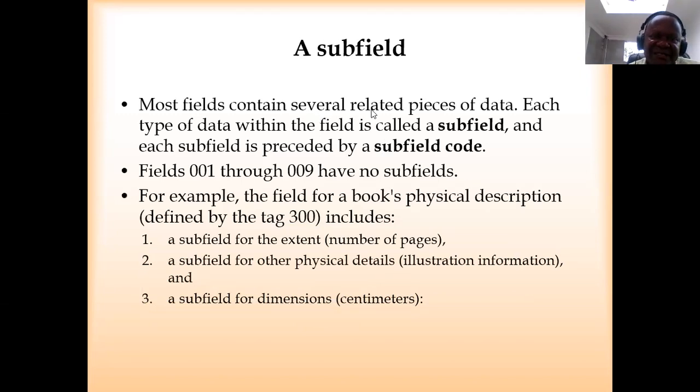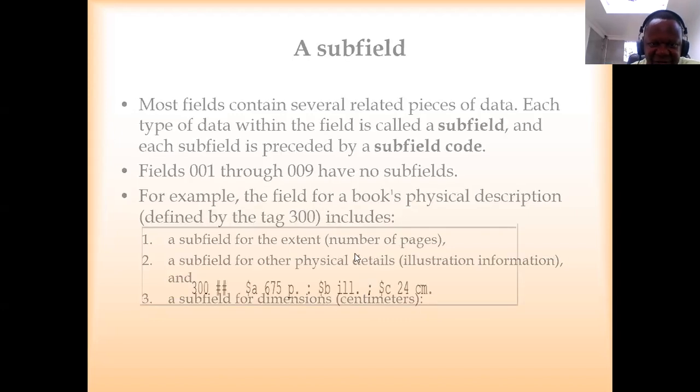Most fields contain several related pieces of data. Each type of data within the field is called a subfield, and each subfield is preceded by a subfield code. Fields 001 have no subfields. For example, the field for book physical description defined by the tag 300 includes a subfield for number of pages, a subfield for illustrations, a subfield for dimension. This tag has those subfields. And then the guide gives us the example.